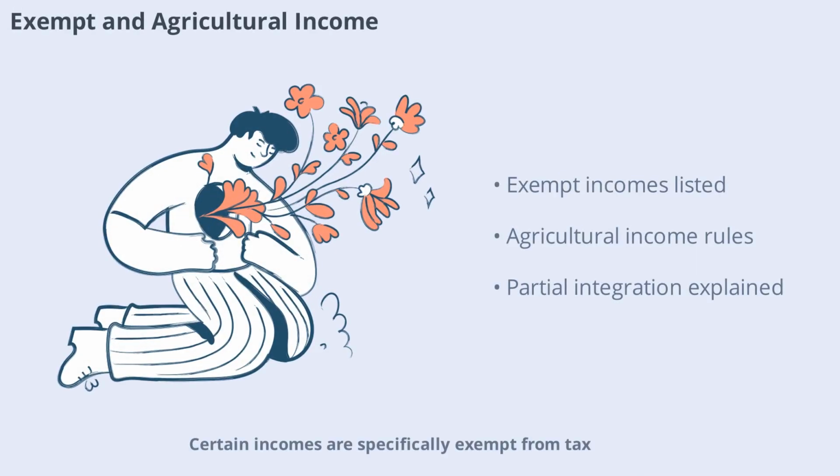Certain incomes are specifically exempt from tax, such as share of profit from a firm, interest on public provident fund, and agricultural income. Agricultural income, defined as income from land used for agriculture in India, is fully exempt. However, if your non-agricultural income exceeds the basic exemption limit, agricultural income is considered for rate purposes under the partial integration rule.